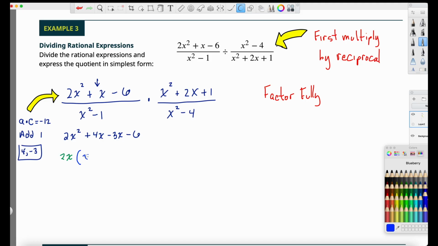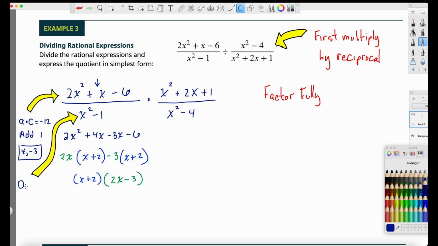So we've got 2x squared plus 4x minus 3x minus 6. And then I'm going to factor out the first two terms, a 2x, and then the last two terms, a negative 3. We get a common factor of x plus 2. So I'm going to rewrite the two binomials. That one's done. And then the denominator here, we have another difference of two perfect squares. So this is a conjugate pair, x plus 1 times x minus 1.